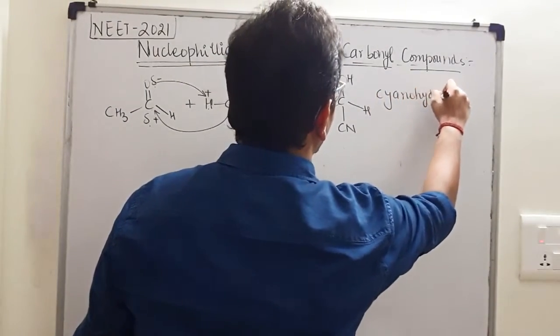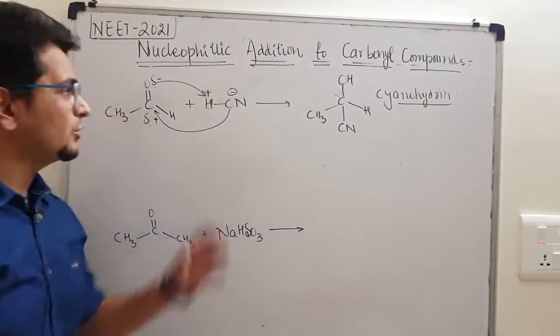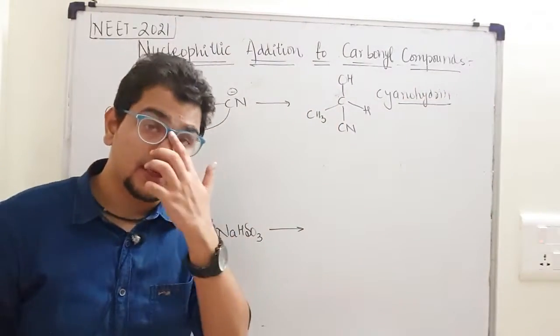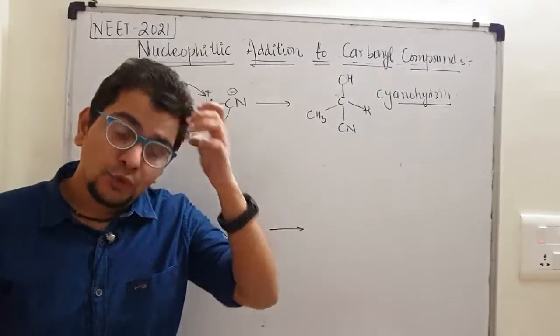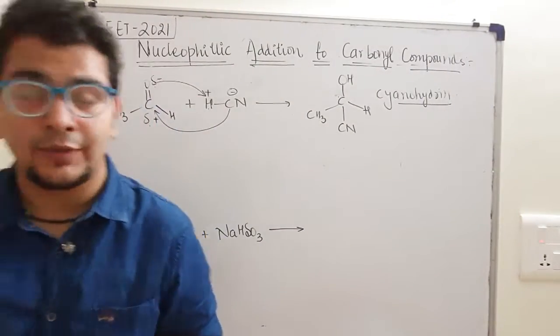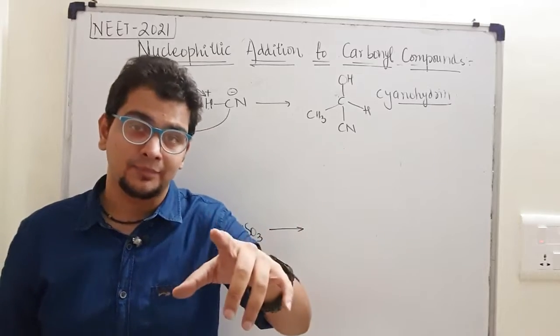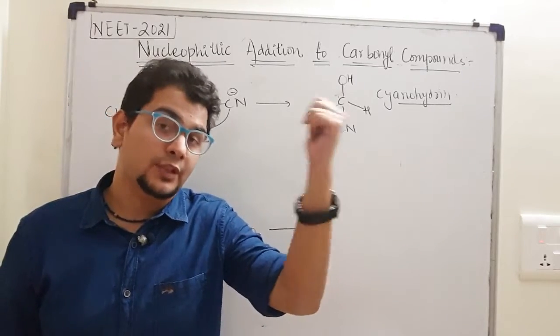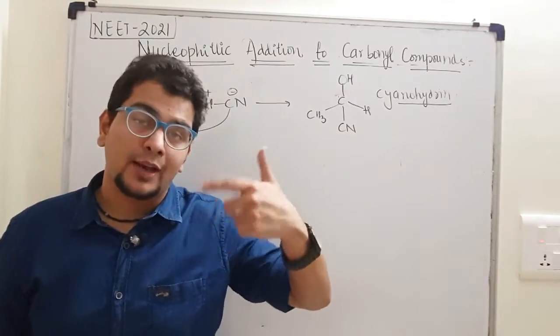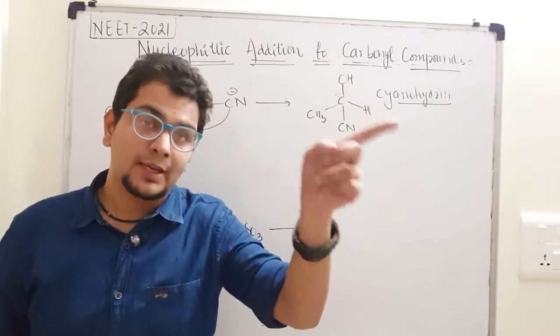So in case you just want the product, this is how you can directly write. There is no need of going into the details of it. And most of the times the NEET exam or JEE Mains also, they will ask you the question directly of the product and this is how the product will be written. This is called cyanohydrin. Don't forget that the intermediate of the mechanism is called alkoxide as well. So keep that also in mind.